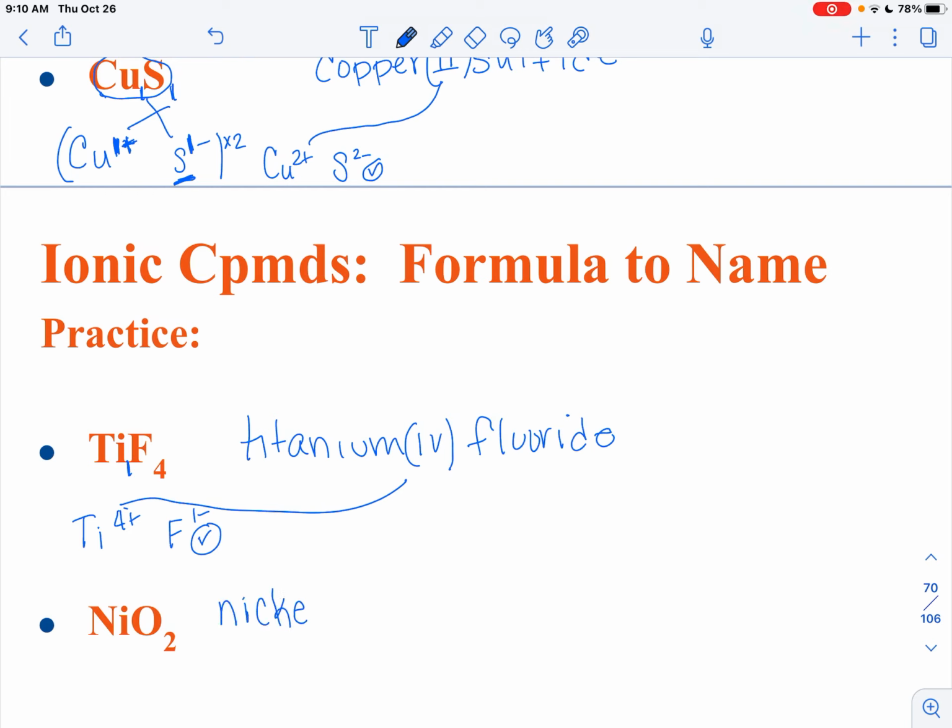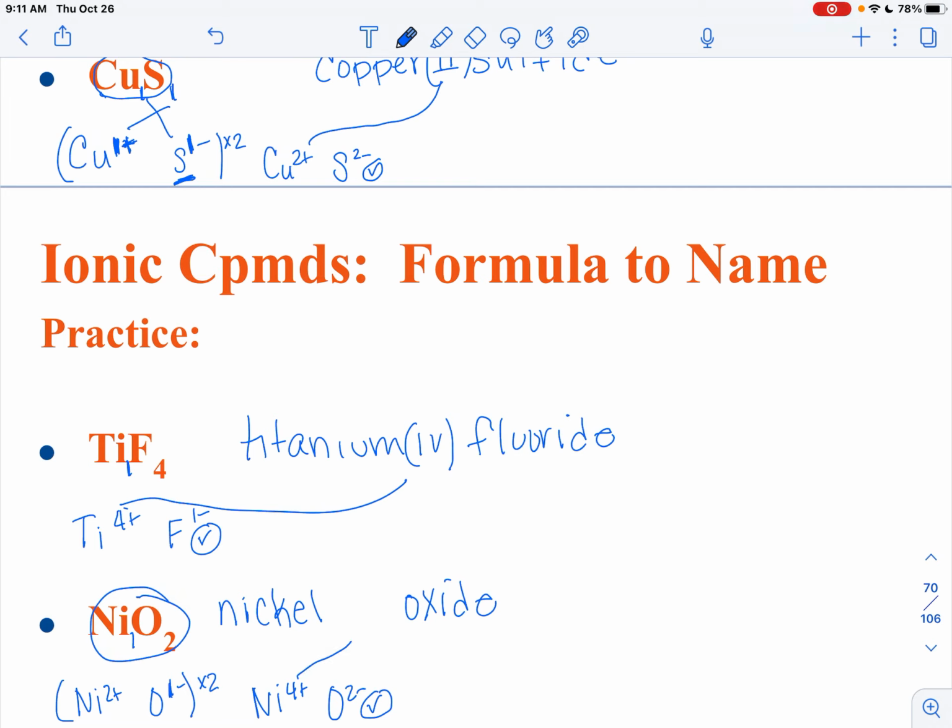Then we have nickel oxide. When we reverse crisscross, we get Ni2O1. When we look up oxygen on the periodic table, the charge should be 2-. Here it's 1-, so this must be a simplified formula. So we'll multiply by 2 to get oxygen to be its rightful charge. That gives us Ni4O2-. Now oxygen is correct. So this one is also 4.